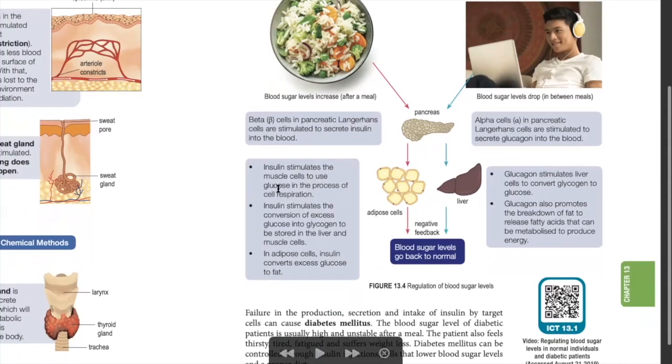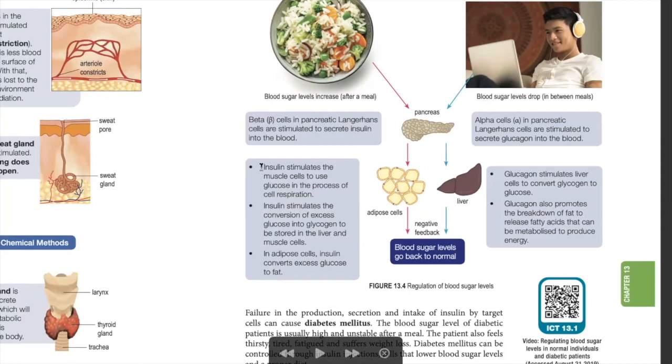Insulin will stimulate the muscle cell to use glucose in the process of cell respiration. Insulin also stimulates conversion of excess glucose into glycogen to be stored in the liver and the muscle cell. And the last one, in adipose tissue, insulin will convert excess glucose into fat. So this is the outcome when insulin is secreted.